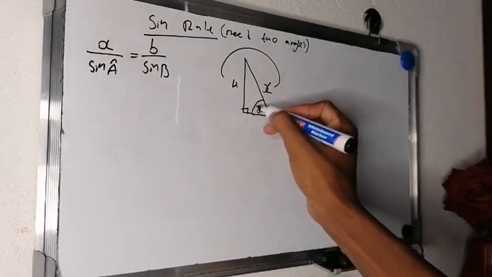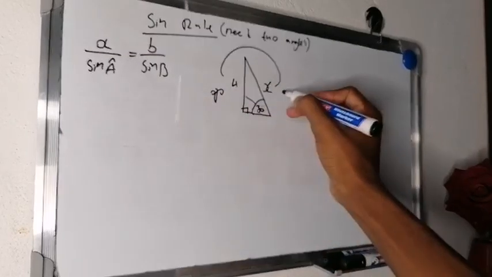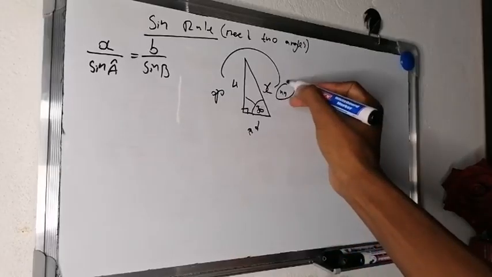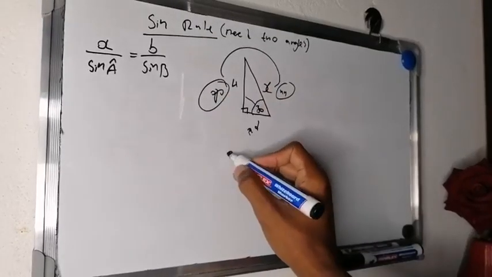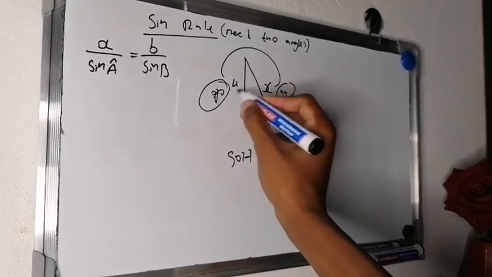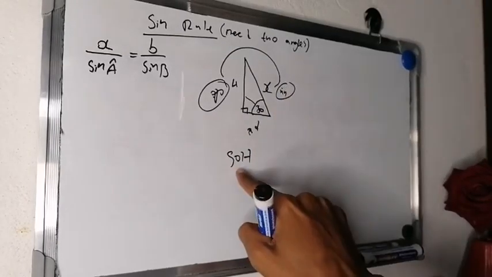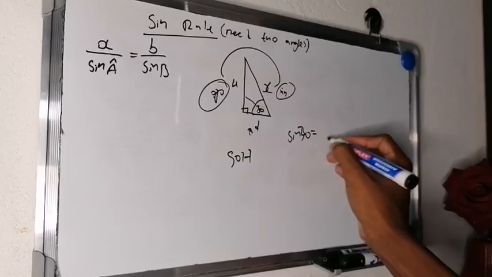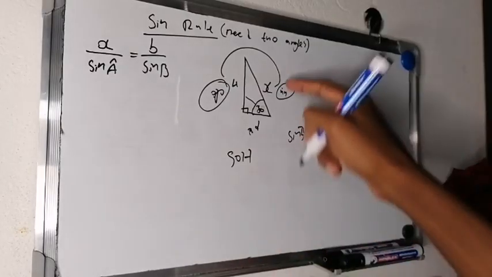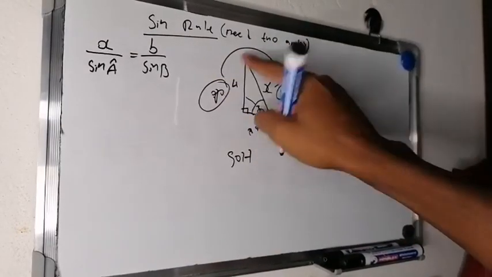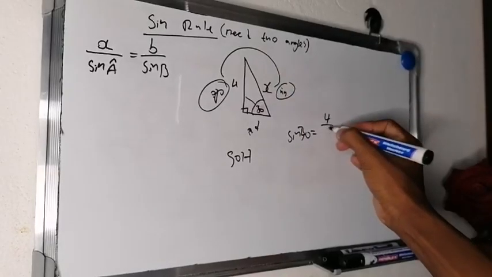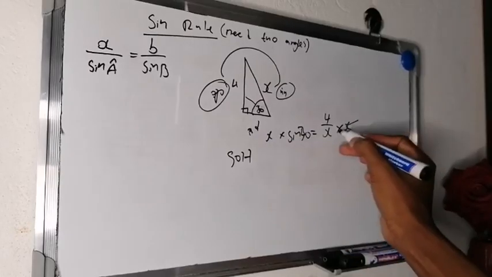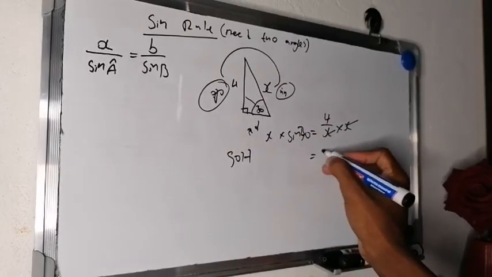So I have an angle, that is my opposite, that is my hypotenuse, that is my adjacent. Hypotenuse and opposite give me SOH. Opposite and hypotenuse is SOH. Therefore, I'm going to say sine 30 equals opposite over hypotenuse, which is 4 over x. And then you cross multiply both sides by x. x will cancel x.